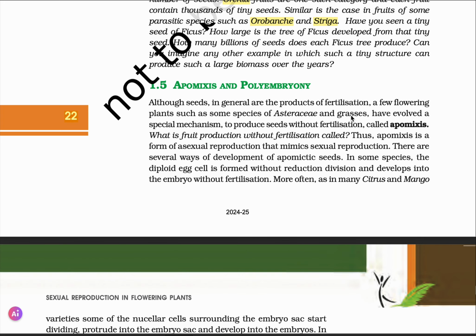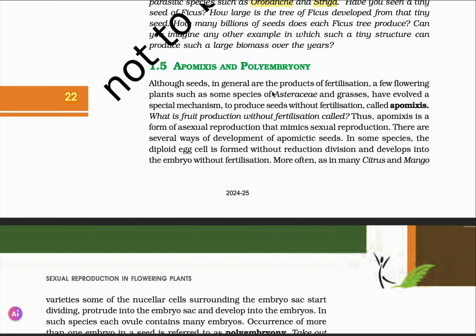Now, apomixis and polyembryony. All seeds in general are products of fertilization, but some species, like Asteraceae and grasses, have evolved a special mechanism to produce seeds without fertilization, that is apomixis. So we need to remember the definition: the formation of seeds without fertilization is called apomixis.